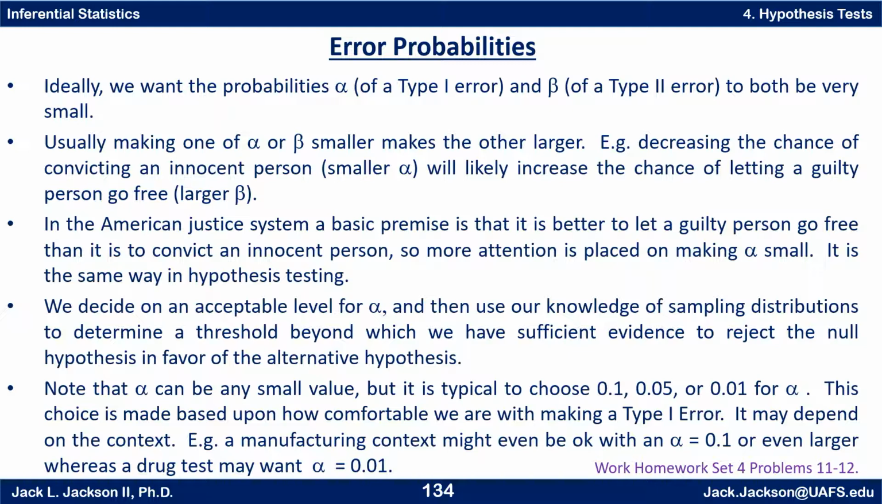This choice is made based upon how comfortable we are with making a type 1 error. So in some sense, it's somewhat subjective. These are not the only values of alpha. We could just as easily use 2% or 20% or 15%, but these are the ones that are most typically used. Sometimes it may depend on the context. For example, in a manufacturing context, we might be okay with an alpha of 0.1, or maybe even 0.2 might be okay. Whereas in a drug test, we might want a very small alpha, like maybe only 1%.